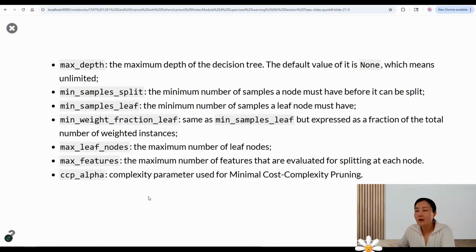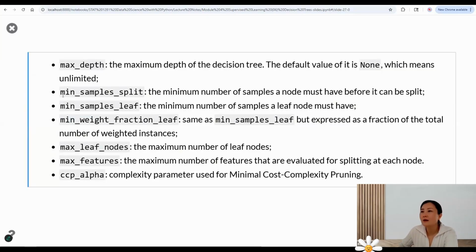So these are the hyperparameters that can be used to control the tree. So first, max depth, we have seen this. And second, min samples split. This is the minimum number of samples a node must have before it can split. So it will control the growing, of course. And next one is min samples leaf. This is the minimum number of samples a leaf node must have. For example, if it is equal to 5, then any leaf must have at least 5 observations.